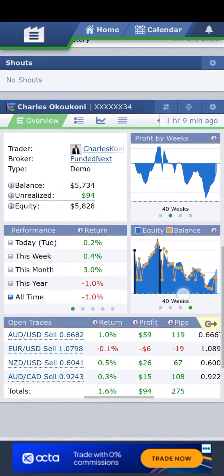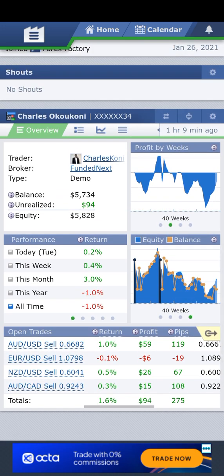So here I have performance so far by return. Today, Tuesday, 29th day of October 2024, return is 0.2%, going by I believe the equity. This week I have so far 0.4%. For this month, that's 3%, which isn't bad at all.